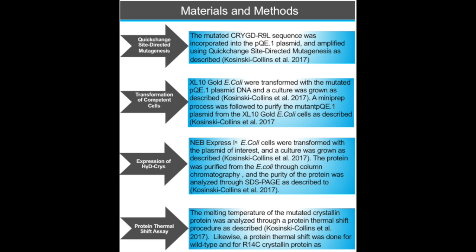Next, XL10 Gold E. coli cells were transformed with the mutated pQE1 plasmid DNA and the culture was grown as described. A miniprep process was followed to purify the mutant pQE1 plasmid from the XL10 Gold E. coli cells as described. The sequence of the plasmid was assessed using NIH BLAST to confirm the mutation was indeed incorporated into the mutant genome as described. NEB Express Iq E. coli cells were transformed with the plasmid of interest, and a culture was grown as described. The protein was purified from the E. coli through column chromatography, and the purity of the protein was analyzed through SDS-PAGE as described. The melting temperature of the mutated crystalline protein was analyzed through a protein thermal shift procedure as described. Likewise, a protein thermal shift was done for wild-type protein as well as for R14C crystalline protein as described.